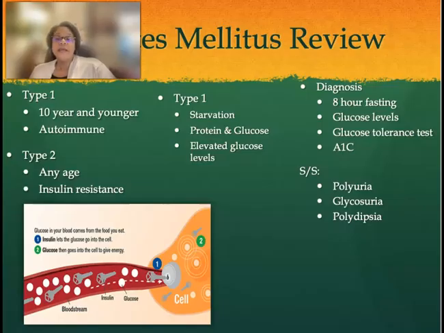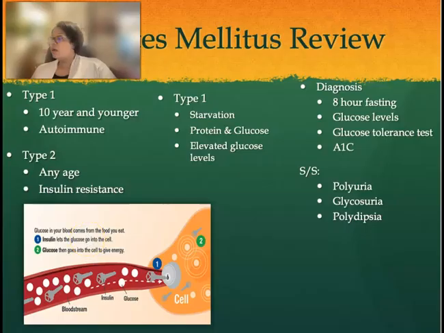Signs and symptoms that a child has type 1 diabetes would be polyuria, glycosuria, and polydipsia. All right, so they're peeing a lot, they're spilling glucose in their urine, and they have excessive thirst. This is a little bit different than what you've learned in adults, but these are the 3 signs that you will need to know for this lesson.